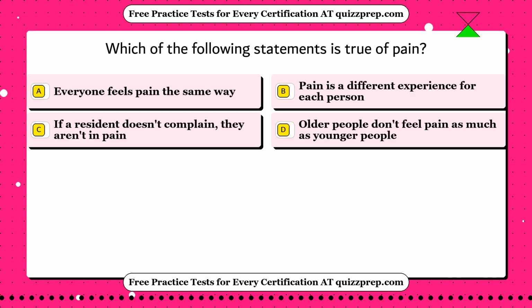Question 58. Which of the following statements is true of pain? Option A. Everyone feels pain the same way. Option B. Pain is a different experience for each person. Option C. If a resident doesn't complain, they aren't in pain. Option D. Older people don't feel pain as much as younger people.